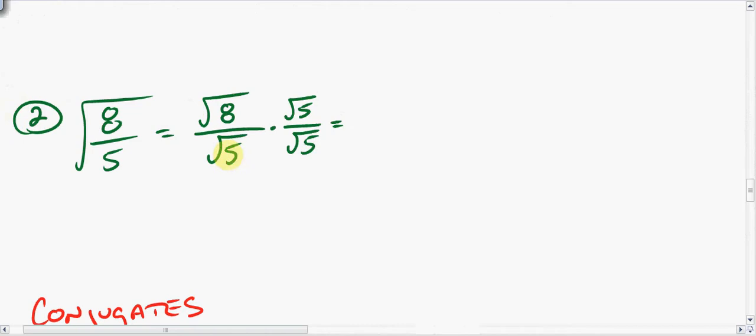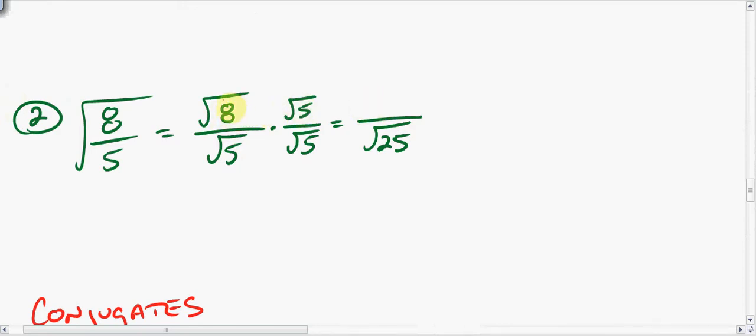We know square root of 5 is not a perfect square, nor is square root of 8. Square root of 5 times square root of 5 is the square root of 25. And the square root of 8, to make things simple, we'll say the square root of 8 times square root of 5 is square root of 40.